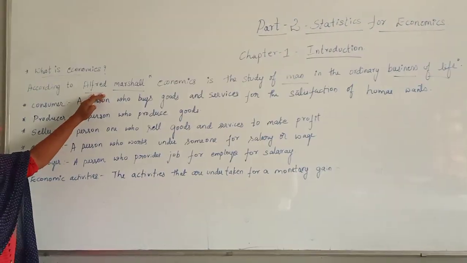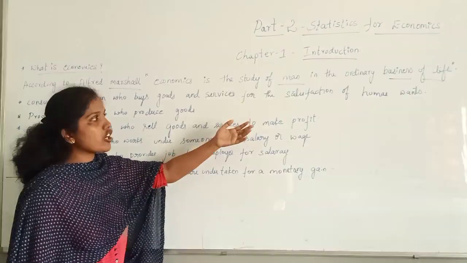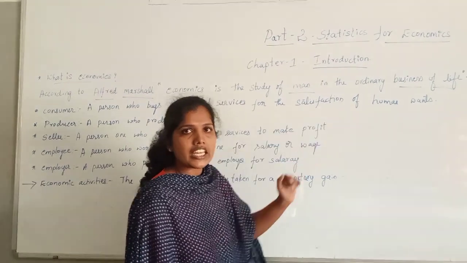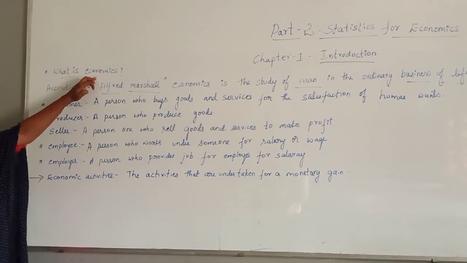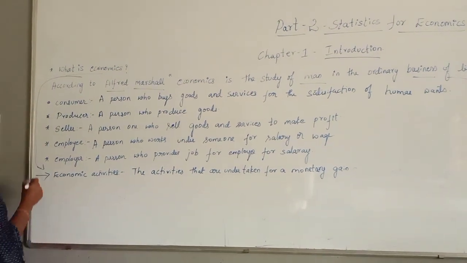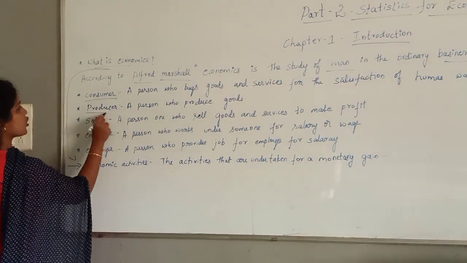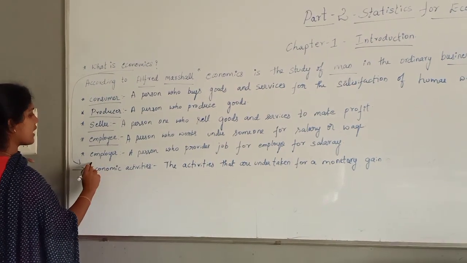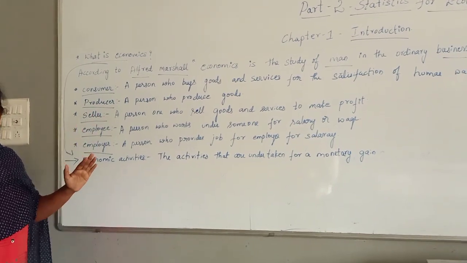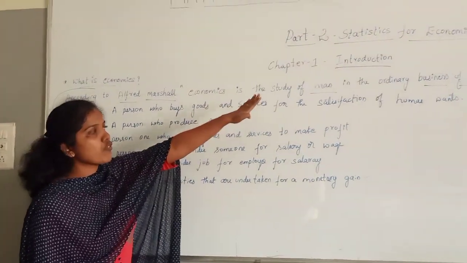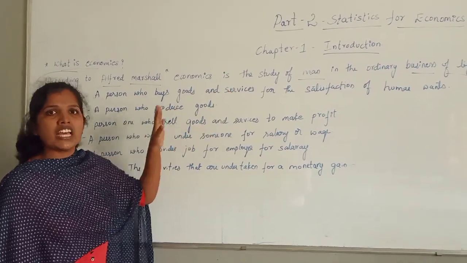Alfred Marshall is saying it is the study of man. We will study about the man with regard to his daily activity, is known as economics. So, the term economics can be divided as the various activities. You can see here consumer, producer, seller, employee, employer. This is about the man or a human being. So that's what they are saying. The study of man or human being about the daily activity is known as economics.